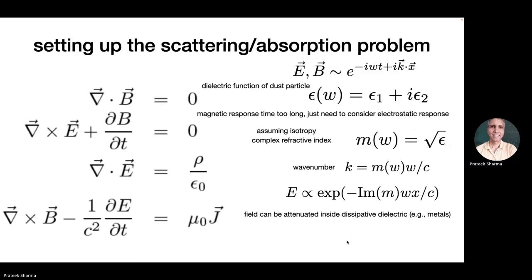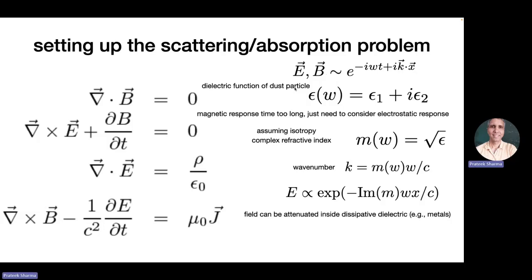Okay. So, setting up the scattering and absorption problem. These are the equations, of course, right? These are Maxwell's equations in the presence of sources. And so basically the setup is you have, say, linearly polarized light, which you can take as a plane wave, e to the minus i omega t plus i k dot x. This is how it varies in time and in space.